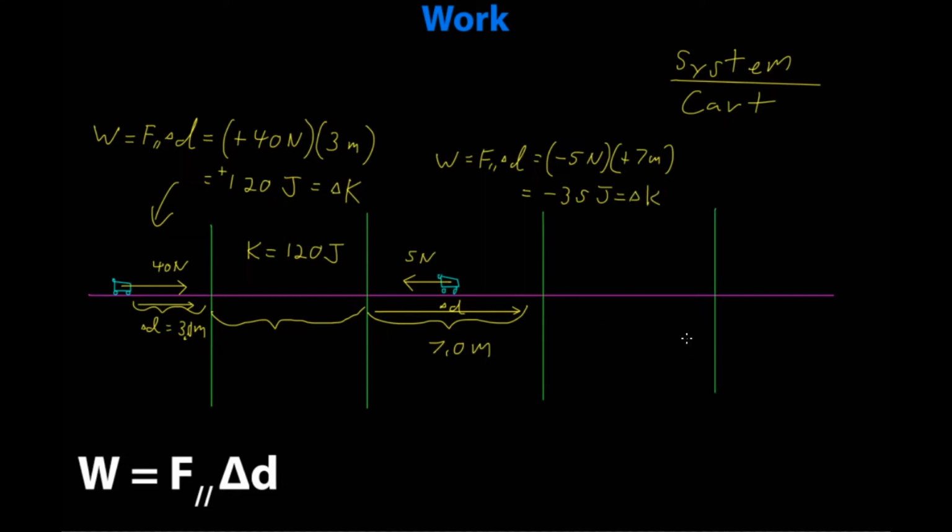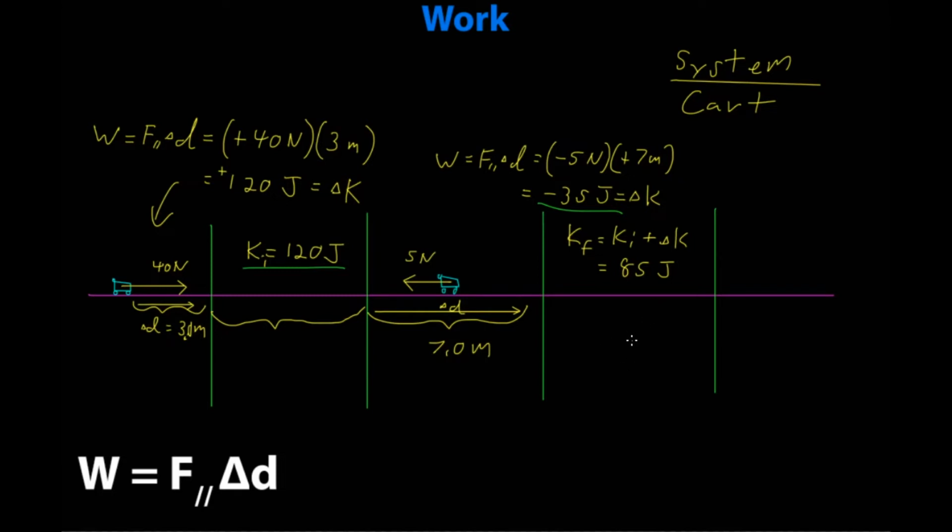So a question that could be asked, does the cart come to a stop? Well, if it had 120 joules, we just lost 35. In this next section, I'll say kinetic energy final would be kinetic energy initial, which is this over here, plus the change in kinetic energy, which would be 120 minus 35, giving me a kinetic energy of 85 joules. So the answer is no. This cart would not come to a stop. It would be moving slower, which is something we'll discuss when we talk about kinetic energy.